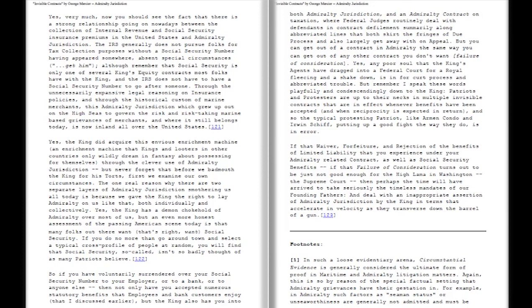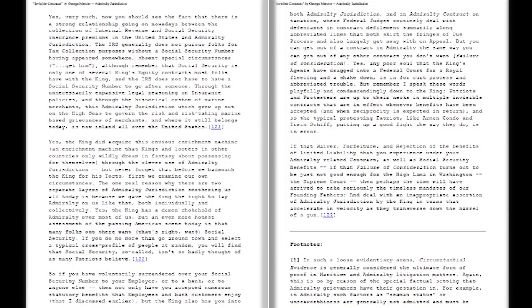But never forget that before we badmouth the King for his torts, first we examine our own circumstances. The one real reason why there are two separate layers of admiralty jurisdiction smothering us all today is because we gave the King the right to lay admiralty on us like that, both individually and collectively.